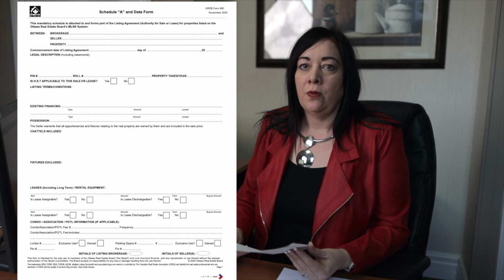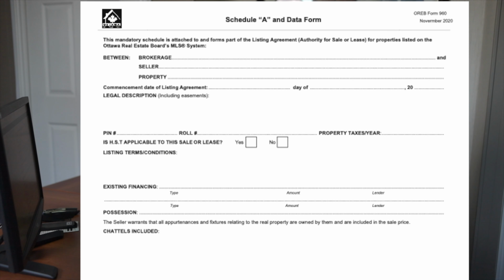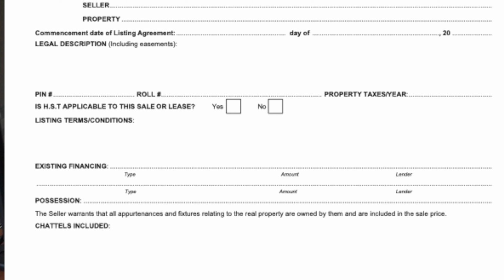The next form that I'm going to discuss with you is the Schedule A and Data form, which also includes the lockbox disclosure and authorization. The Schedule A and Data form is between the brokerage and yourselves, the sellers, and it talks about the legal description of the property, the PIN number of the property, the roll number, and the annual municipal property taxes. It also indicates whether or not HST is applicable to the sale of your home.